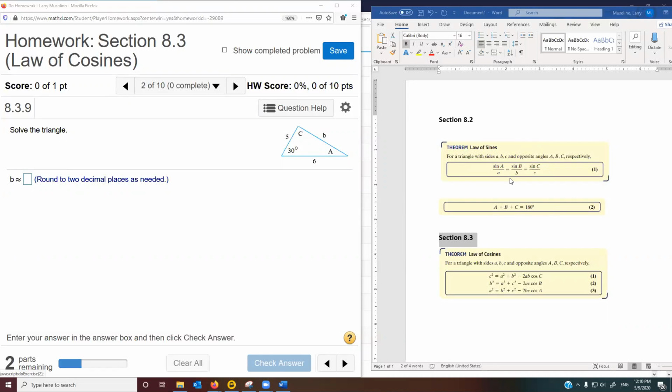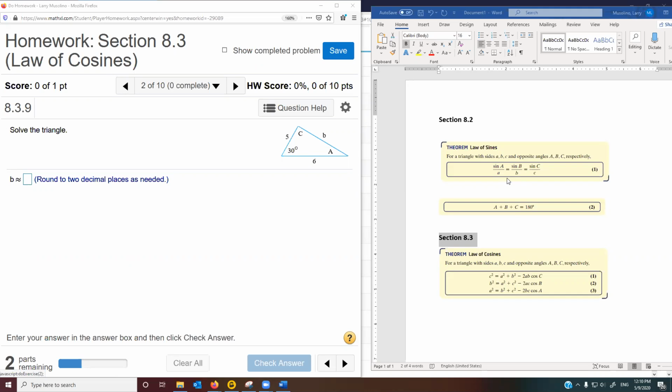But it turns out there are some applications where law of sines just doesn't work, meaning you don't have enough information to solve a problem using law of sines. When that happens, we could use law of cosines as an alternative. Let me give you an example.